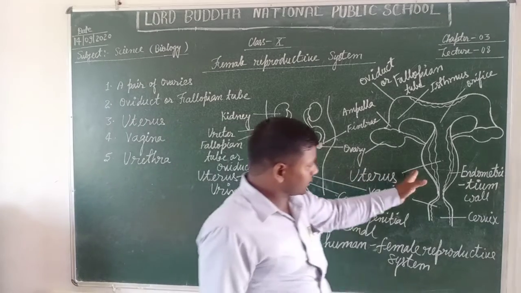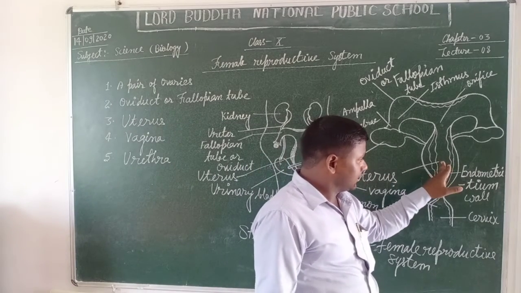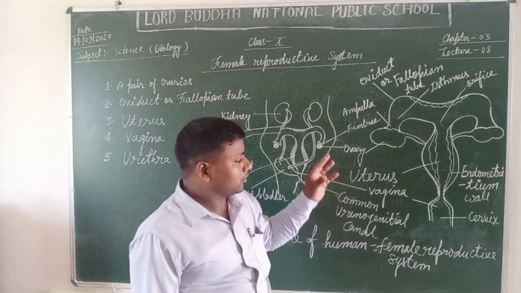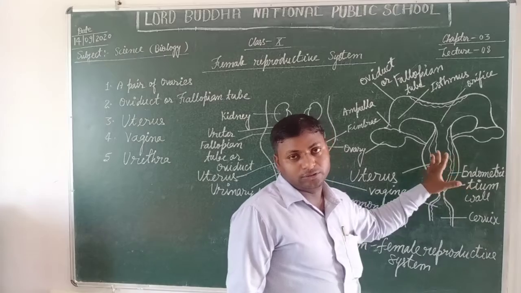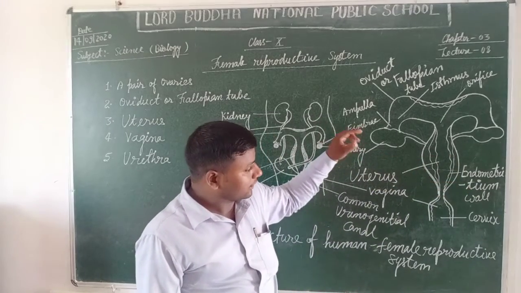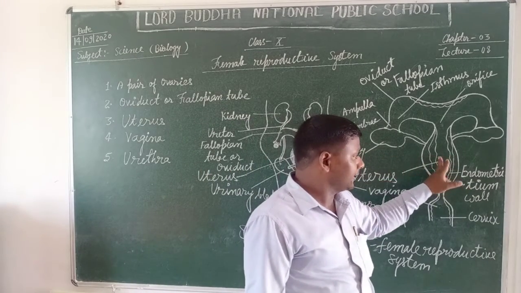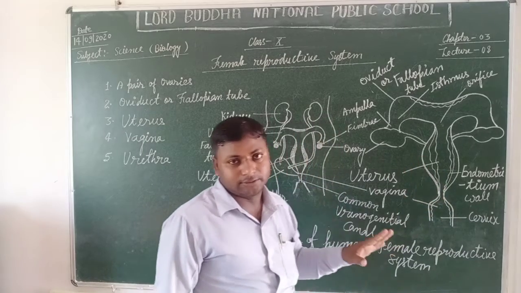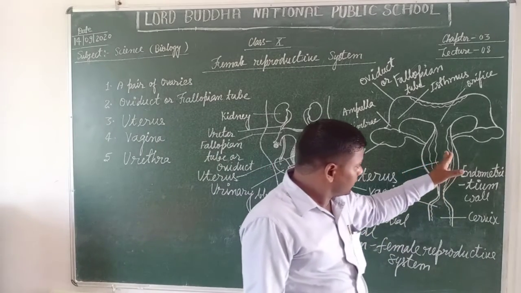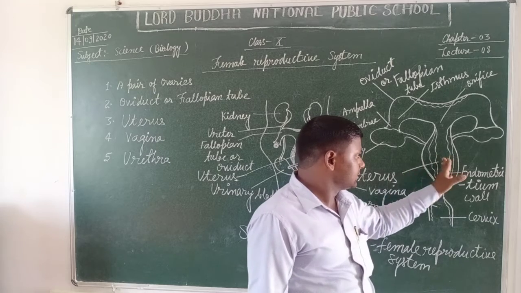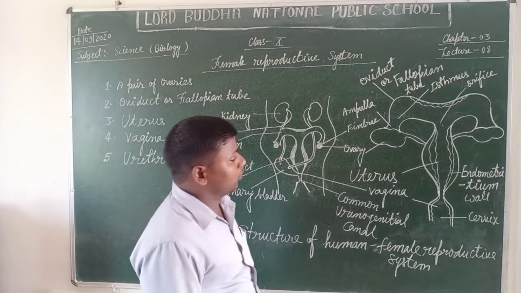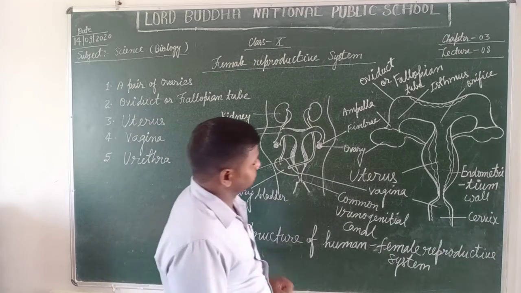And inside the uterus there is embryonic development. It means the whole gestation period from fertilization to the end of the 9 months until birth. All these developmental processes take place inside the uterus. This is the womb, also called the womb of mother.